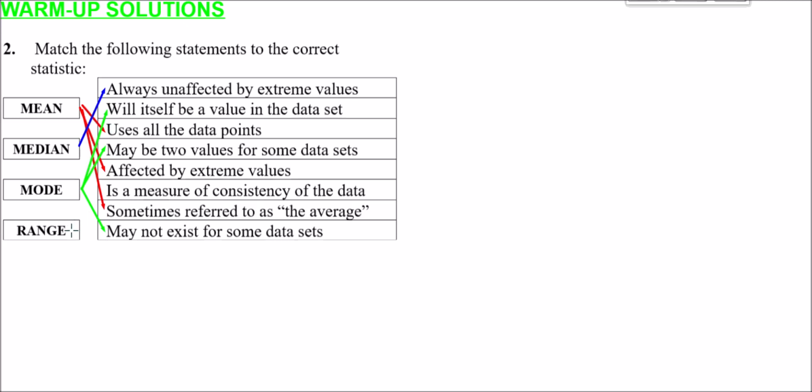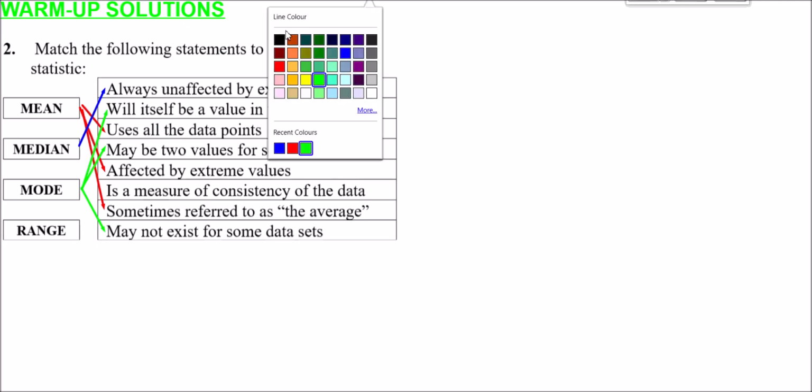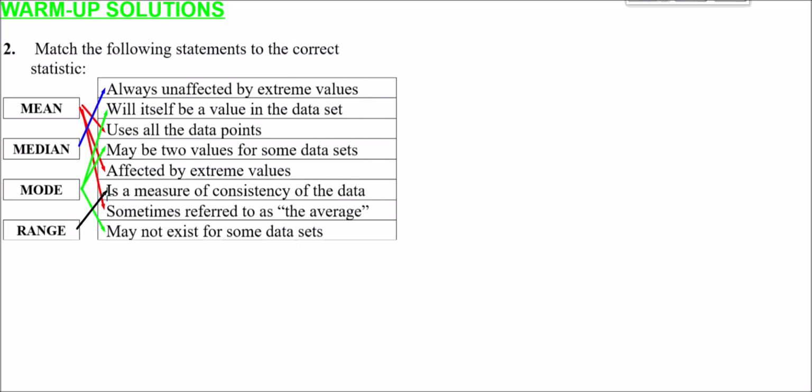And finally, just looking at the range. The range, strictly speaking, is a measure of consistency. The smaller the range, the more consistent the data is. So finally we finish off by saying that the range is a measure of consistency for the data. Let's just make sure all are matched up. They are. So that's question 2 complete.